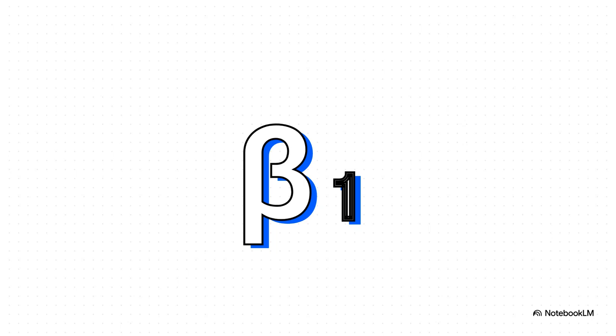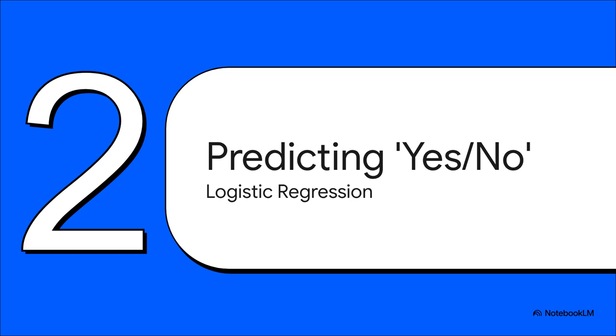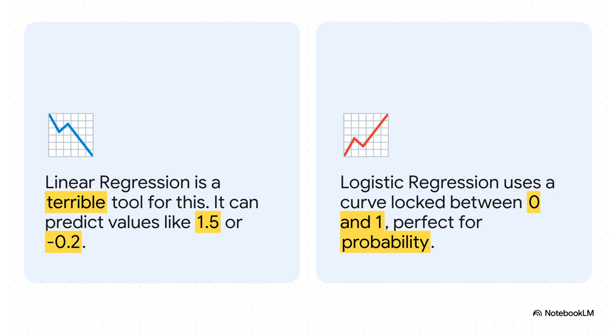Pretty cool, huh? All right, so we've successfully used our straight line model to compare groups. But now it's time for the main event, the big question we started with. How in the world do we predict a simple yes or a no? Well, we definitely can't just use our trusty straight line for this one. And why not? Because the straight line can just keep going up or down forever. It could predict a probability of, say, 150% or negative 20%, which is just total nonsense, right?